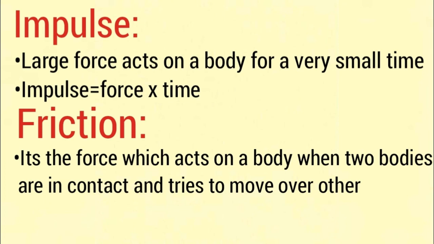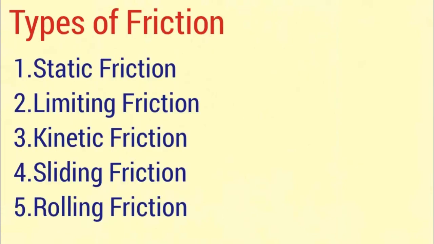Then friction. It is the force which acts on a body when two bodies are in contact and one tries to move over the other. That is friction. Types of friction: static friction, limiting friction, kinetic friction, sliding friction, and rolling friction. Friction is necessary for walking and to apply brakes in a vehicle. And friction can be reduced by polishing or applying lubricants. That's all.